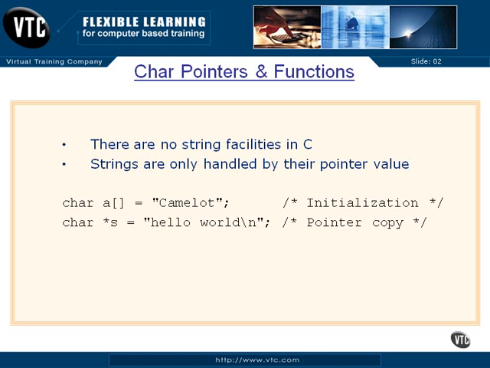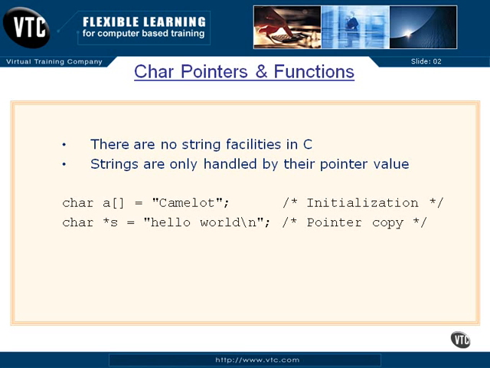Let's take a look at the use of some character pointers and a little bit of function calls with it. First of all, there are no string facilities in C. The C programming language does not understand what a string is really. A string to it is just an array of characters with a null at the end, some way of telling you that you're at the end of the string.